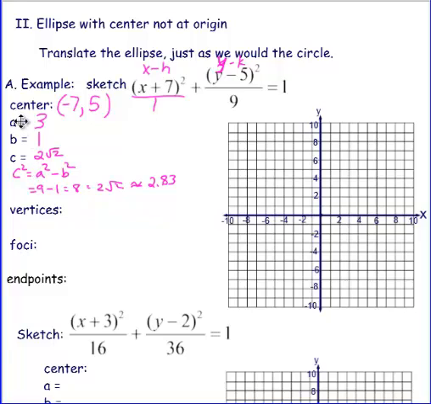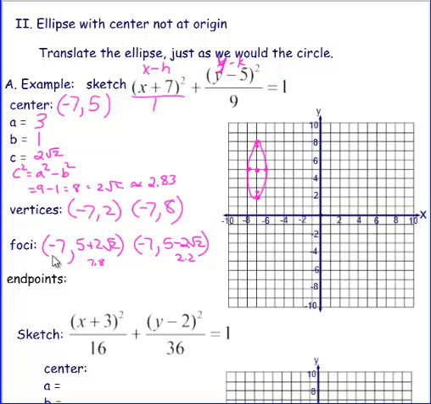And so now that we have that, we can identify the vertices, the foci, and the other endpoints so that we can graph it. So the main idea here is to be able to graph this ellipse. And so you have to identify all the parts. So the vertices will be at -7, 2, and -7, 8, which is up there.